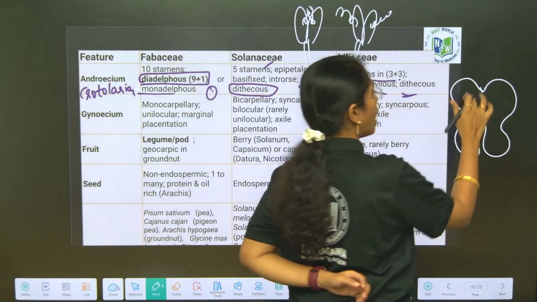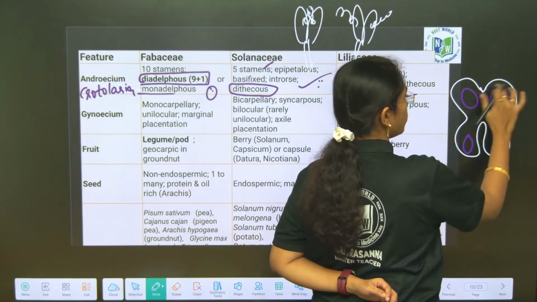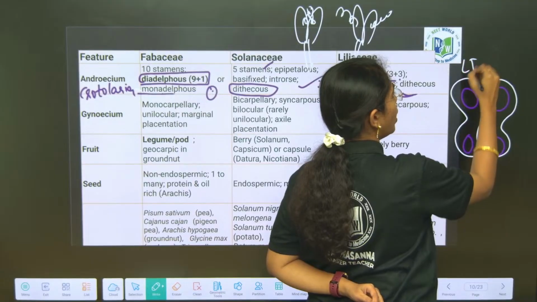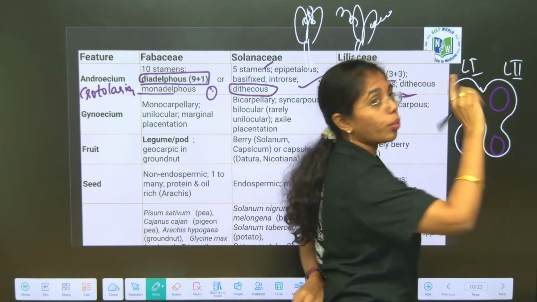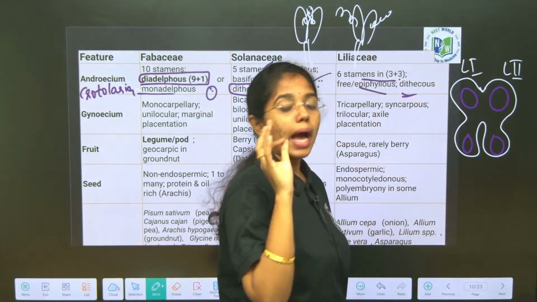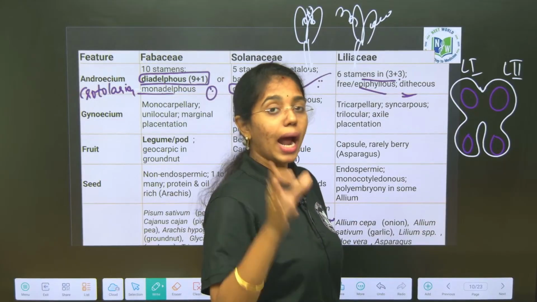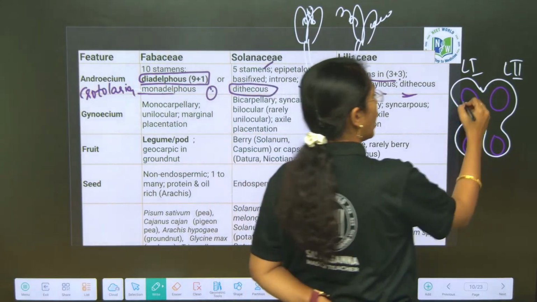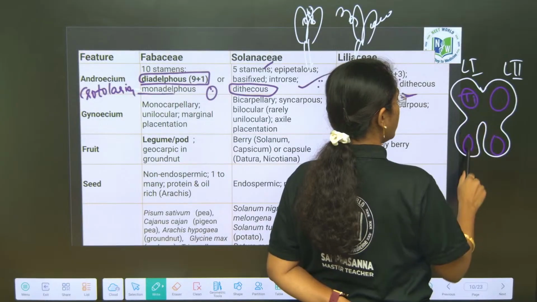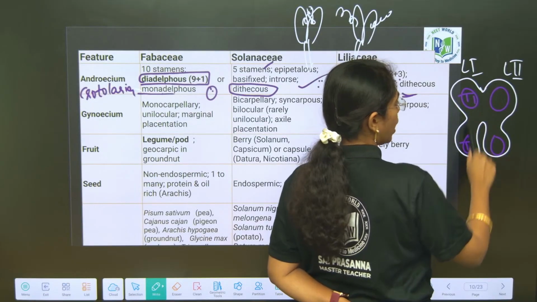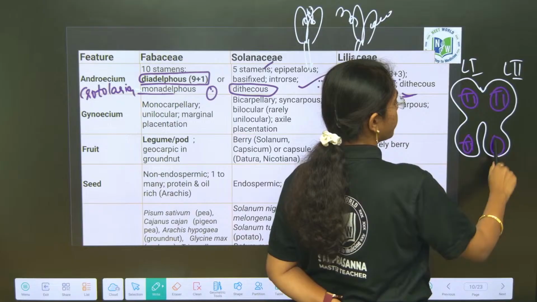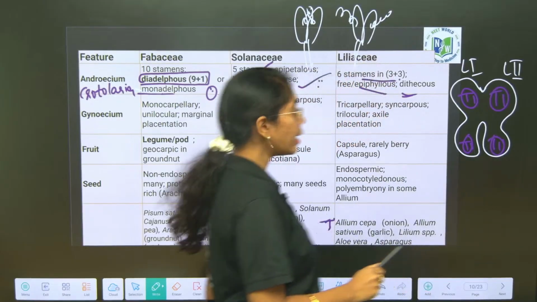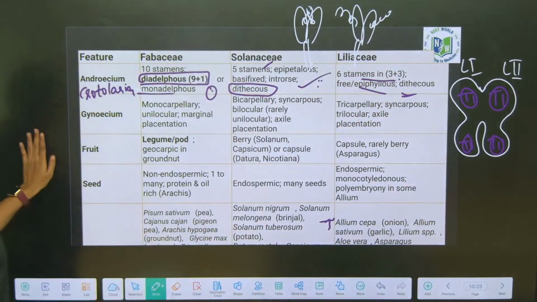Here anther will have 2 lobes. This is lobe 1 and lobe 2. Bilobed. Mostly in angiosperms anther will be in bilobed condition, and each lobe will have 2 theca. Like here you can see theca 1, theca 2, theca 1 and theca 2 in each lobe. Clear, right? So this is about androecium.